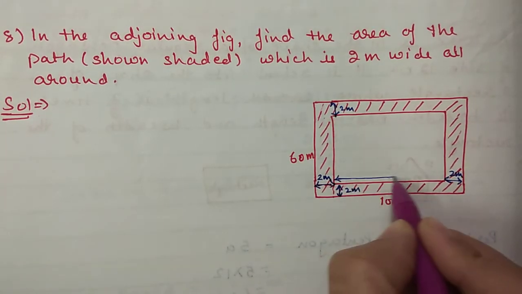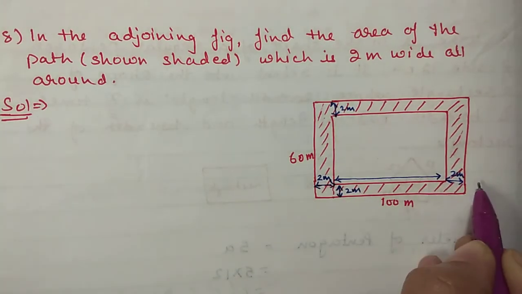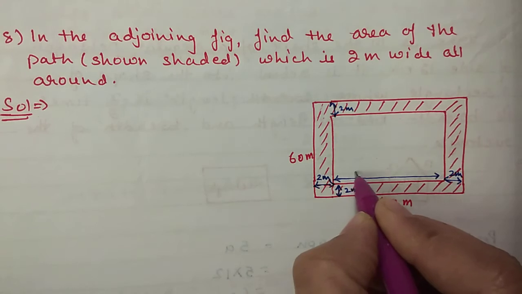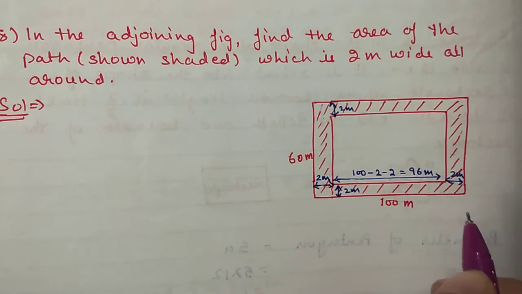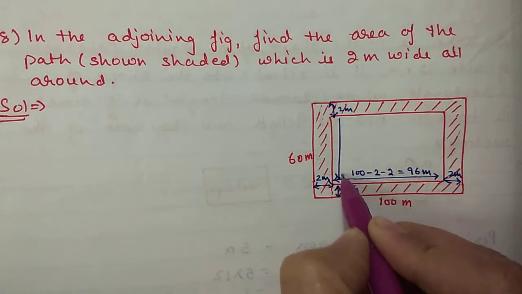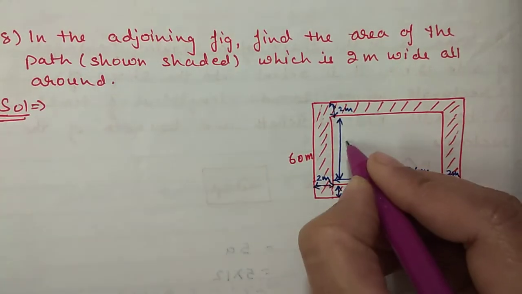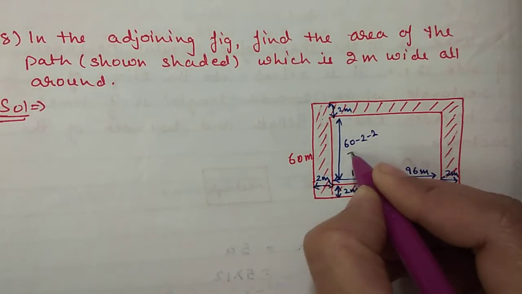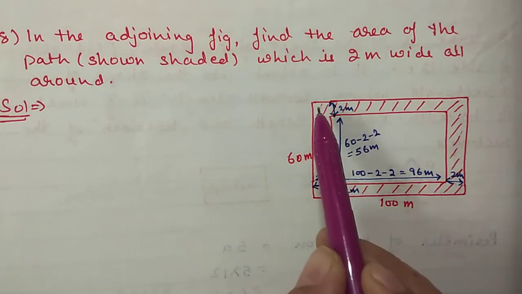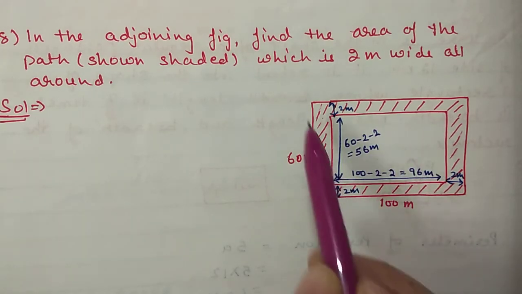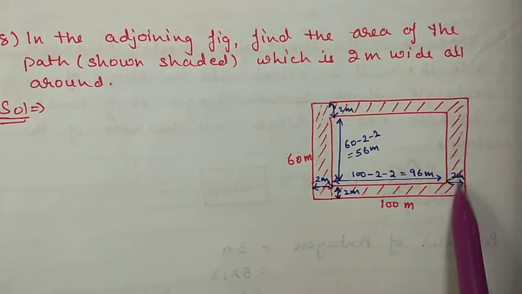So here to here it will be 100 minus 2 minus 2, because this side also 2 and this side also 2 we have to subtract. So 100 minus 2 minus 2, we will get 96 meter. Same thing we have to do for the breadth also. Here to here it is 60, 2 meter that side and 2 meter this side. So 60 minus 2 minus 2 is equal to 56 meter we will get. And to find out this area, we have to subtract this smaller rectangle from this big rectangle. If from this big rectangle we cut out this portion, then we will get only this area.